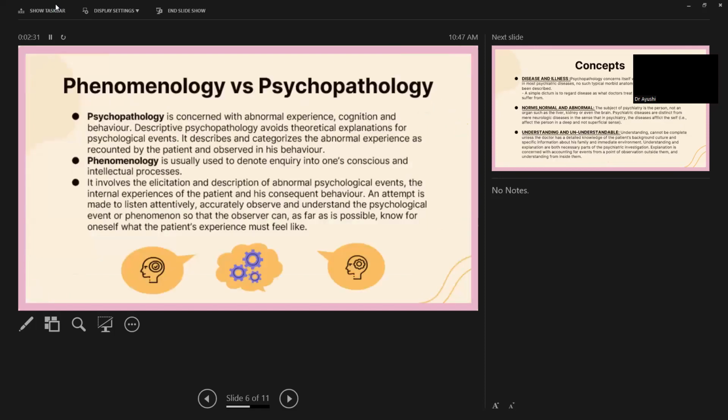Phenomenology versus psychopathology. Psychopathology is concerned with abnormal experience, cognition, and behavior. Descriptive psychopathology avoids theoretical explanations for any psychological events.